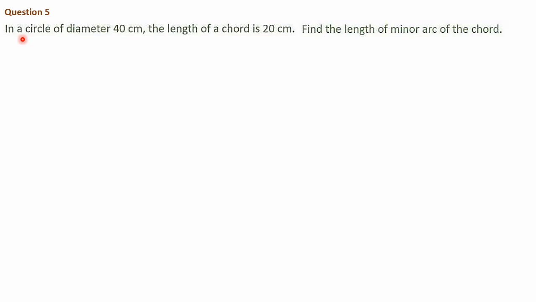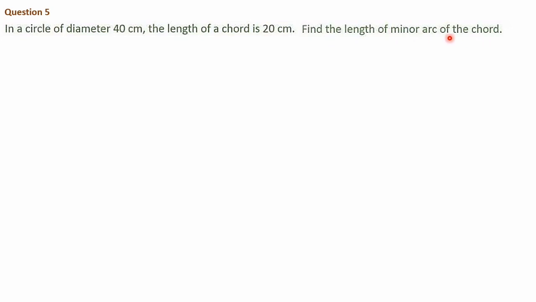Next we shall discuss the fifth question. In a circle of diameter 40 cm, the length of a chord is 20 cm. Find the length of the minor arc of the chord. Here, there is a circle whose diameter is 40 cm. Length of the chord is 20 cm. Chord means a line segment joining the 2 points which are on the circumference of the circle. That is called the chord. We are asked to find out the length of the minor arc of the chord.